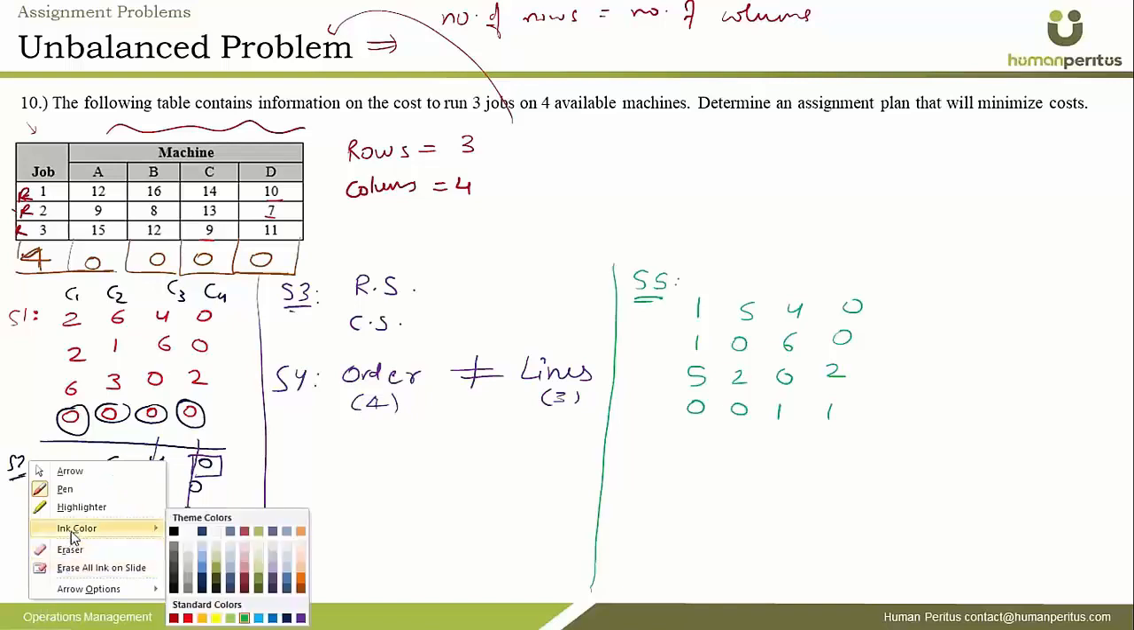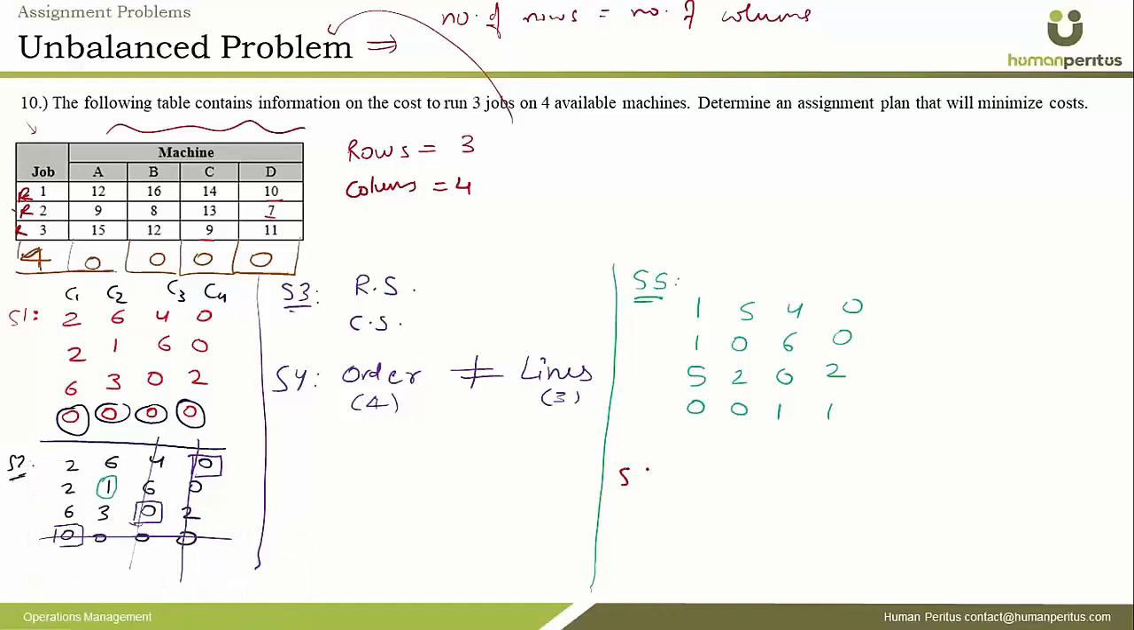What will be my step 6? Step 6: repeat step 2 and repeat step 3. I will again do row scanning and column scanning. As you can see, in the row there is one 0. I can assign this 0 and cancel the corresponding column. Here I can see there is one 0. I can assign this 0, and cancel this column. For the third row, there is one 0. I can assign this 0 and cancel this column. For the fourth row, there is one 0 left. I can assign this 0 here, and I can cancel all.